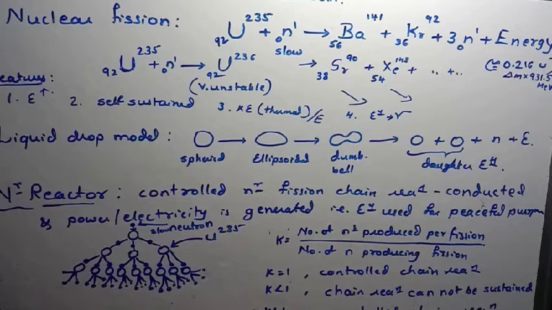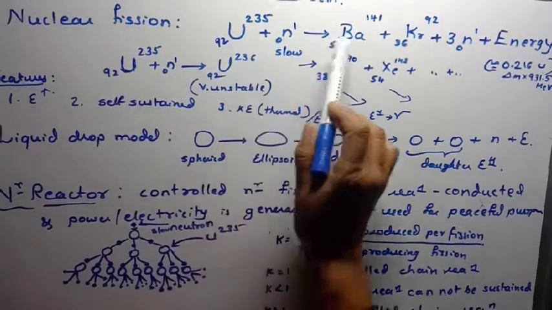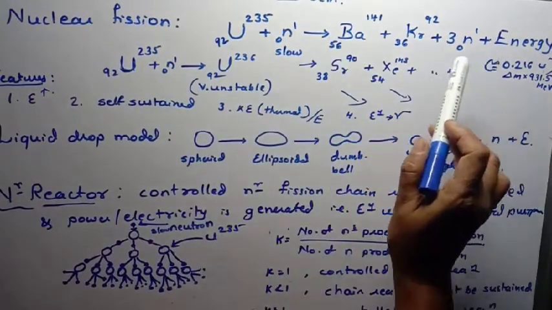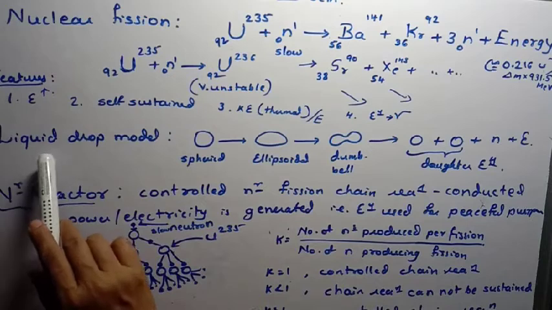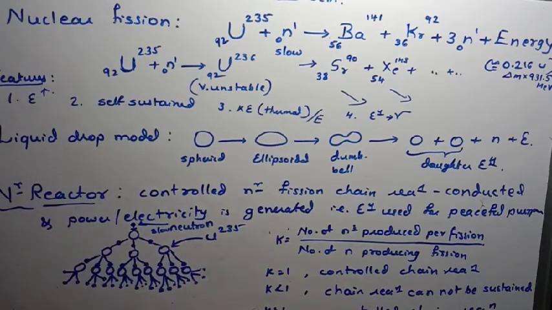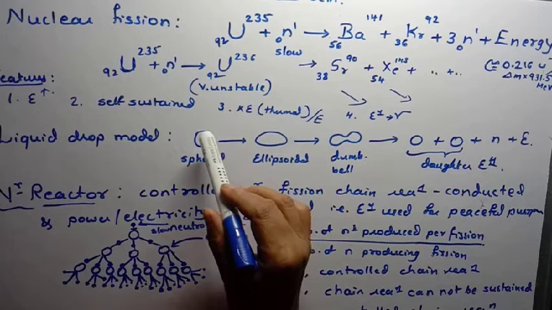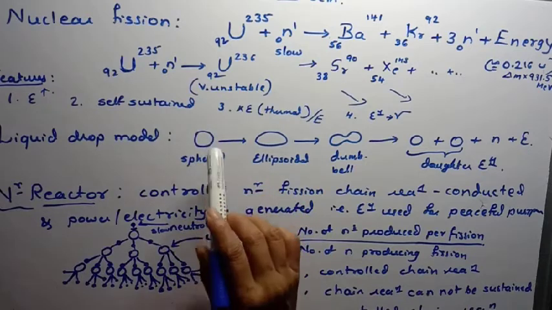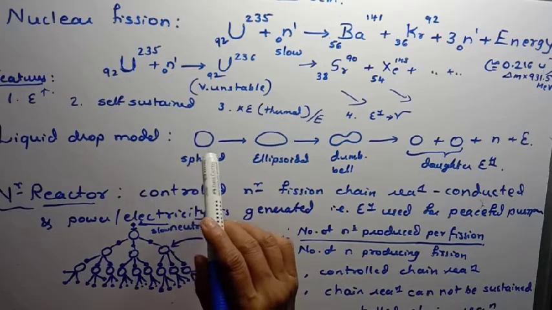So with this we'll move on to the next one, the liquid drop model of nuclear fission reaction. This nuclear fission reaction can be well explained with reference to the liquid drop model. That means, say you have seen the liquid drop, which is always a spherical drop, isn't it?